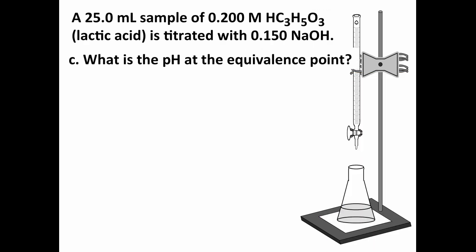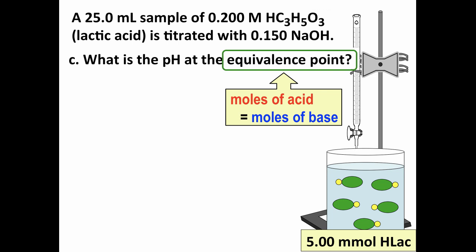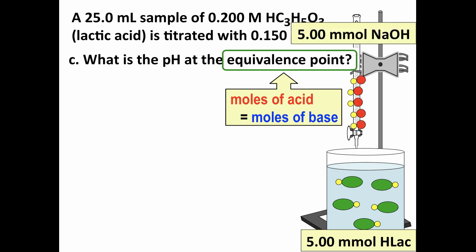Okay, now the next step is what's the pH at the equivalence point. And we're going to use a similar process to before, 2 steps, reaction, then equilibrium. And we have to deal with moles, and we have to remember that equivalence point means moles of acid that we started with and moles of base that we've added to the solution are equal. And so if we started with 5 millimoles of lactic acid, of course that means we had to have added 5 millimoles of sodium hydroxide.